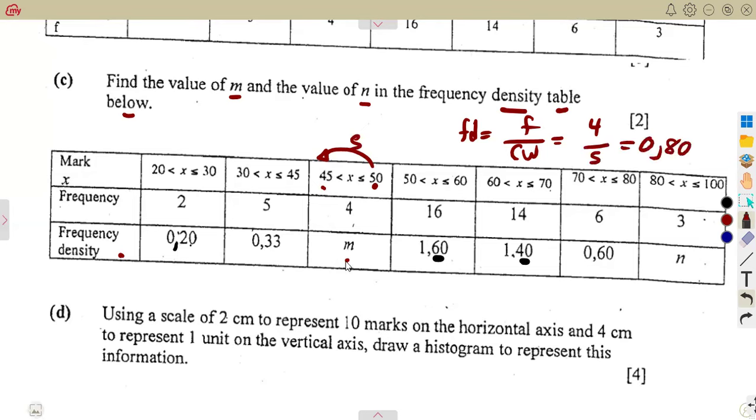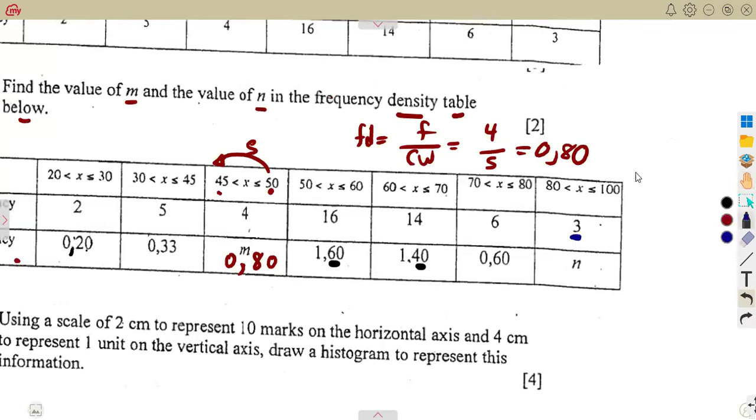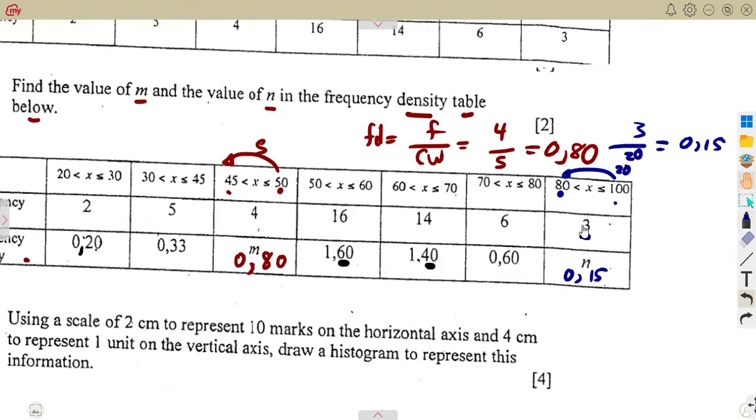You can just put the 0 there to show the presentation of the 2 decimal places that we are given, but the answer there is just 0.8. The same with the N that we are given. What is the frequency there? The frequency is 3 over the class width from 80 to 100. That is 100 minus 80, which is 20. So that's divided by 20, which gives us 0.15. So this is 0.15.